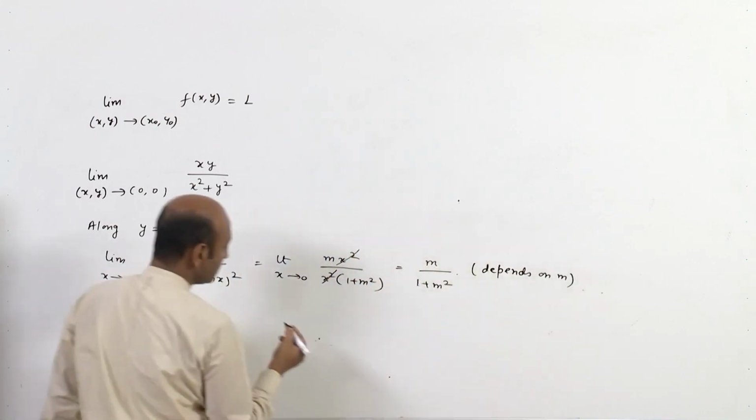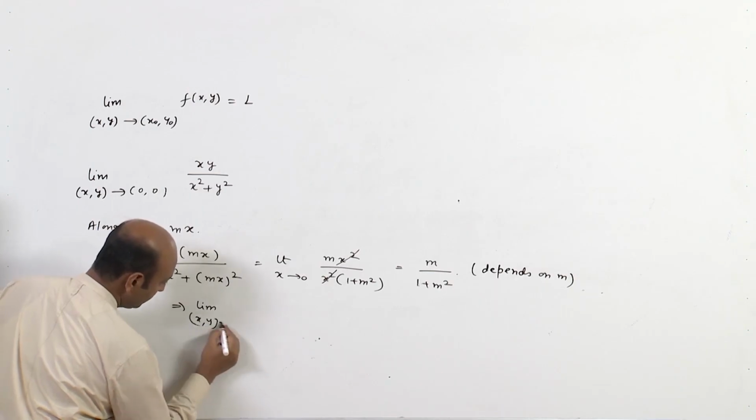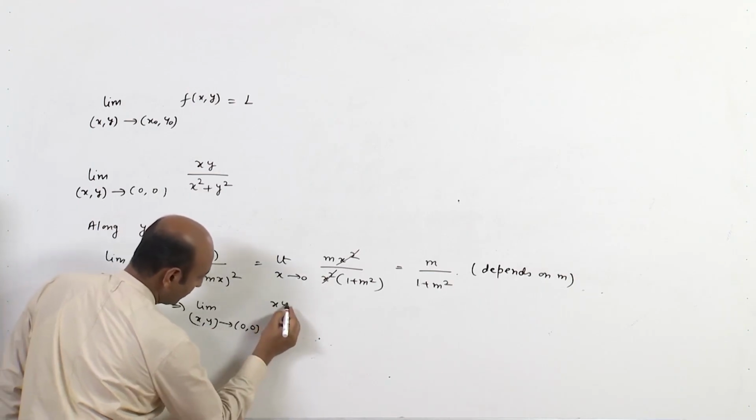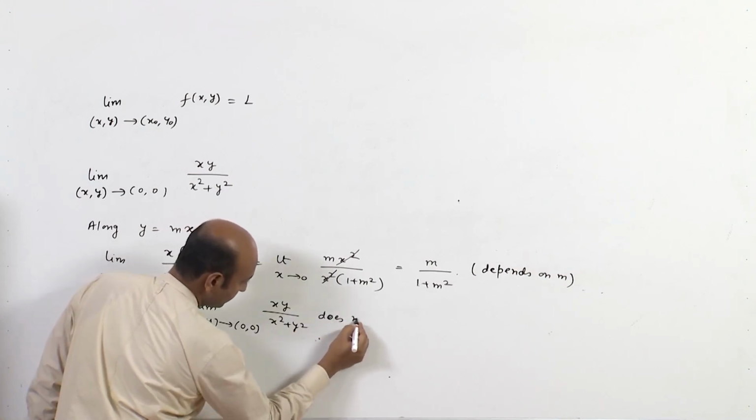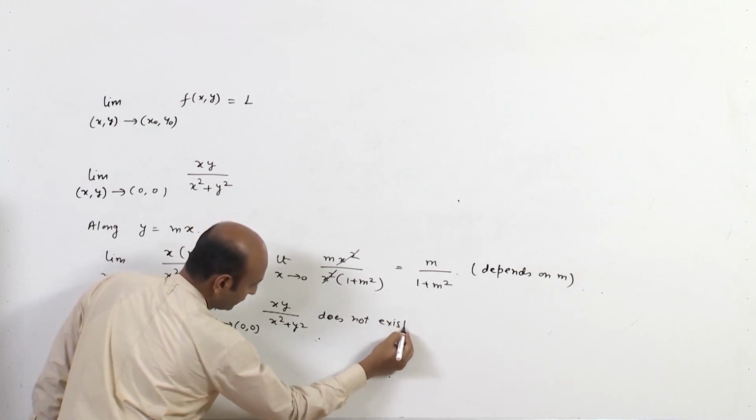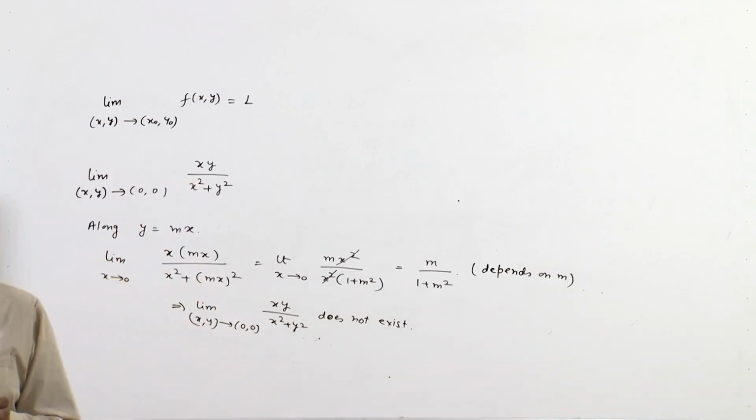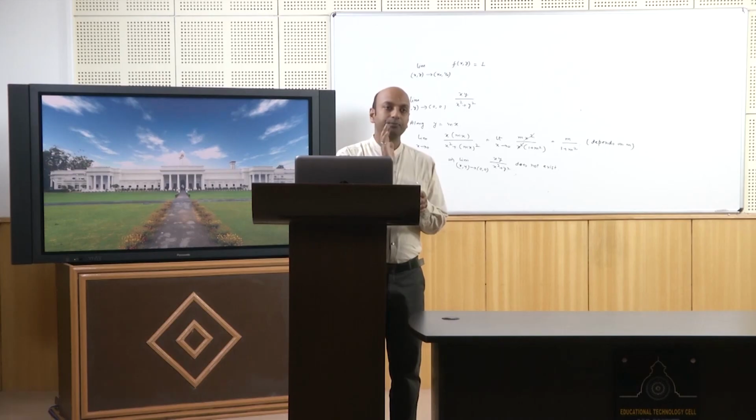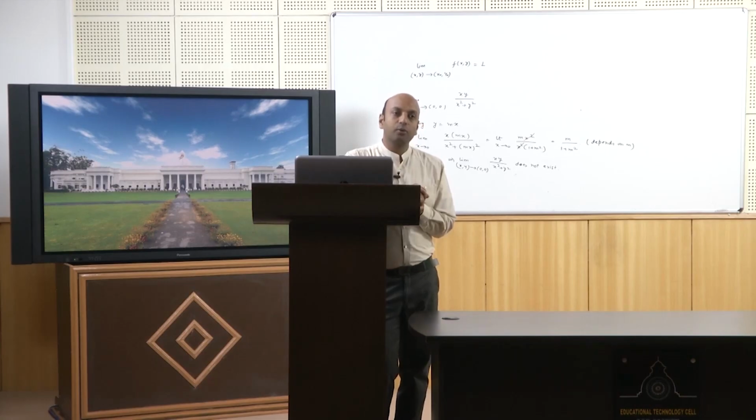This implies the limit as (x, y) tends to (0, 0) of xy upon x square plus y square does not exist. So basically to show that the double limit does not exist, we have two ways. The first way is you take two different paths and try to show that from the two different paths the values of the limit are different. The other way out is you try to show that it is path dependent.